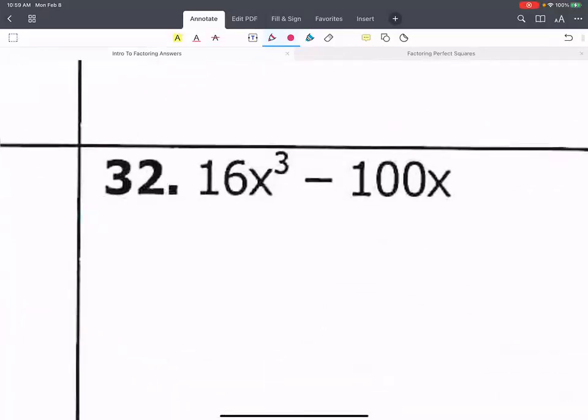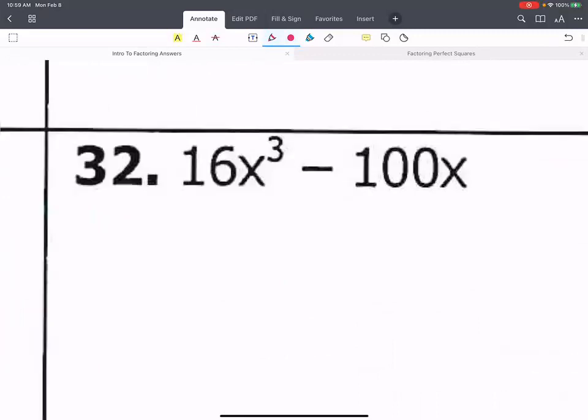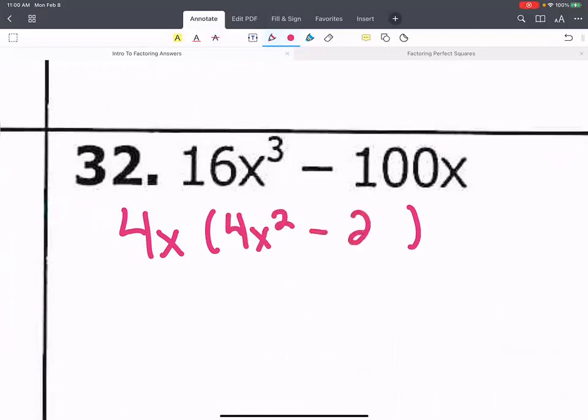All right, greatest common factor of 16 and 100. 4. I have an x to the third and an x. How many x's can I pull out? An x. Good. Now what do I do? 4x squared. Okay, so I divided. So I got 4x squared minus 25 because the x's cancel.